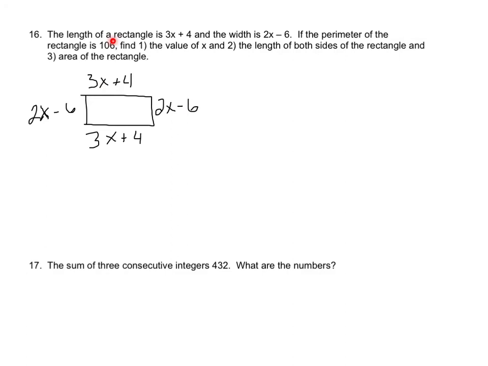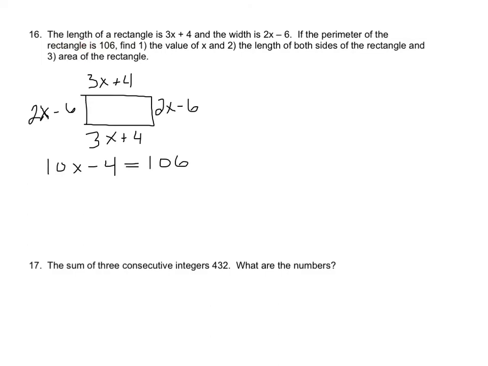So we're going to go ahead and add our x terms. So 3 and 3 is 6. Plus 2 is 8, plus 2 more is 10. So I have 10x. And our constants, we have negative 6 and negative 6 is negative 12. 4 and 4 gives us 8. So negative 12 and positive 8 is negative 4. So minus 4. And we know that this perimeter can be set equal to 106 because it's giving us the total perimeter there, so equals 106.